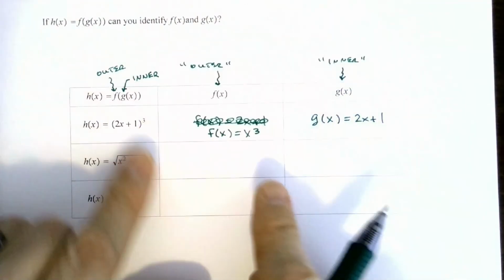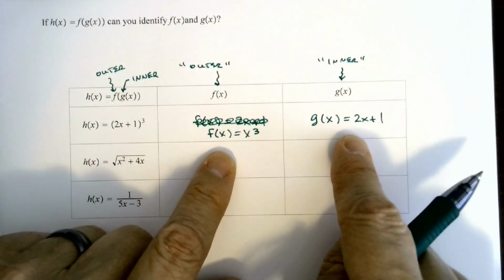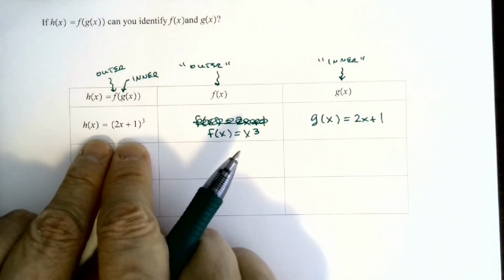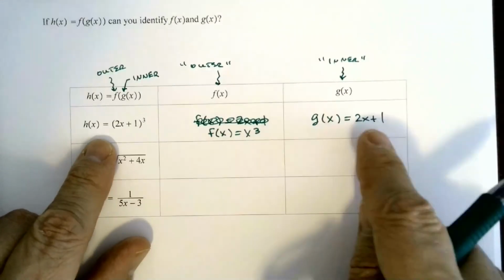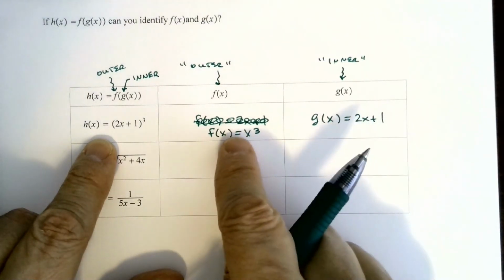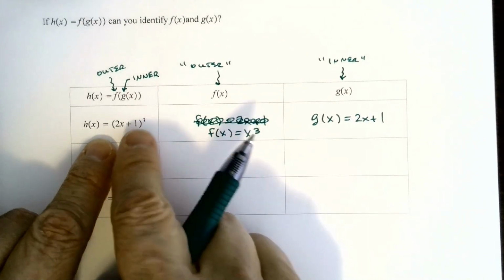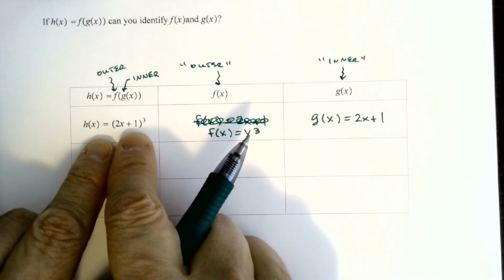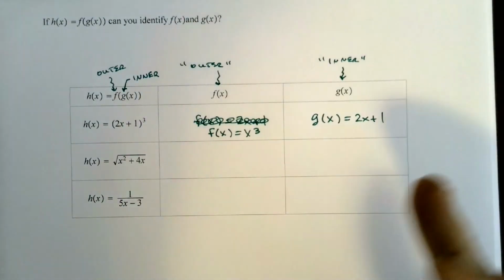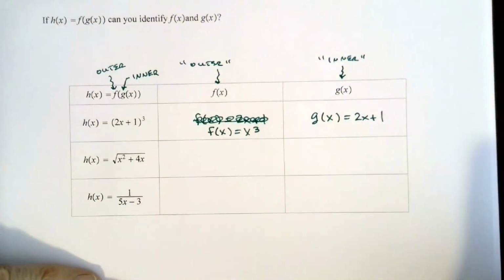Okay. Bottom line is, once you determine your inner and outer, you can go ahead and compose, do f of g of x, and make sure you indeed get this. So if I take f of g of x, I take this output 2x plus 1, stick it in here for x, I'll get 2x plus 1 quantity cubed. And so we've split it up into composition of two functions. Now, there's other ways to do this composition, but I think this makes sense.